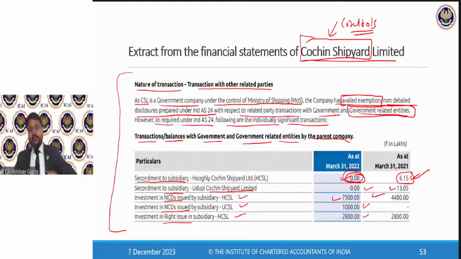Now, there might be many more transactions which the Cochin Shipyard management considered insignificant. Hence, they skipped disclosure for those transactions, right? So that is the benefit of claiming the exemption. And there is no commitment disclosure, right?